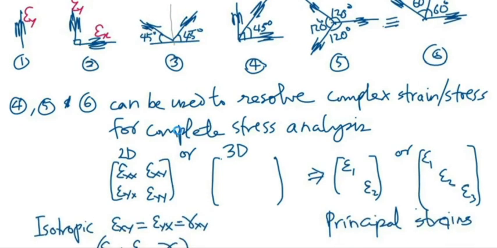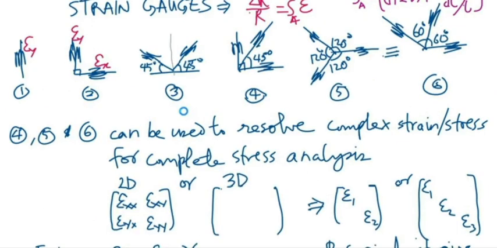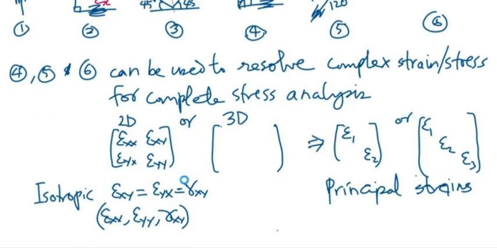That's 2 elements. So before then, we need to understand what is complex stresses. So 4, 5, and 6 can be used to generate or resolve complex strains. Here, what it means is complete stress analysis. So in example here is 2D. We can have 2D or 3D. 3D here is EXX, EYY, and EZZ. It means with this element, with 4, 5, and 6, you can make a complete stress analysis.